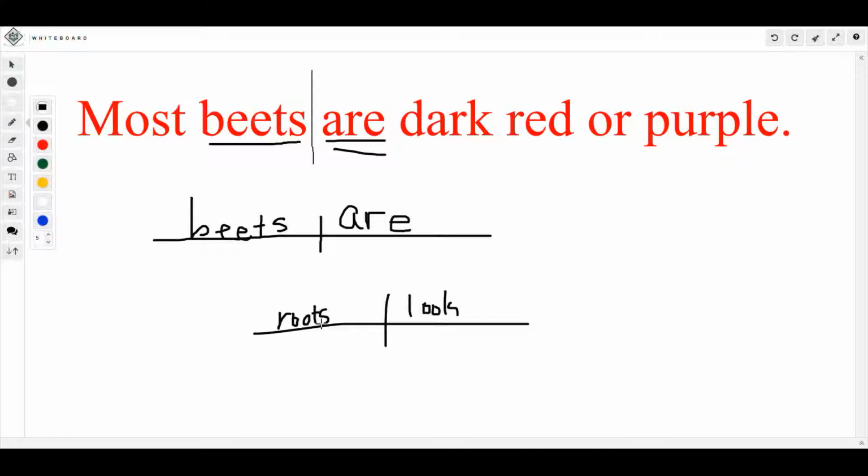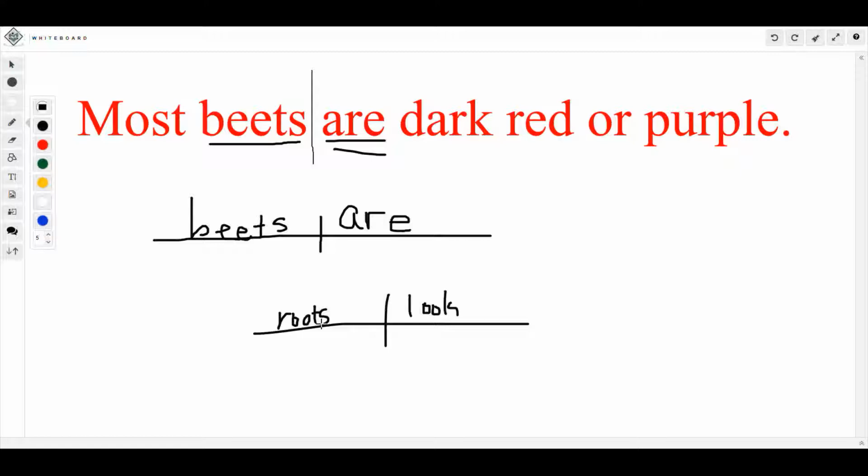Now, if you missed any of these, just mark them out and make them correct. On number 6, harvest comes in the fall. There should be a line between harvest and comes. And then comes is on the right side and harvest is on the left. And number 7, factories process the beets into sugar. There should be a line between factories and process. And then there should be process on the right and factories on the left. I hope you understood that okay.